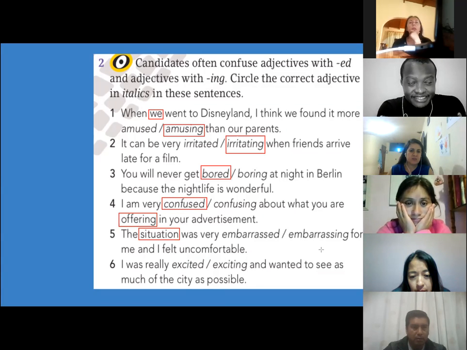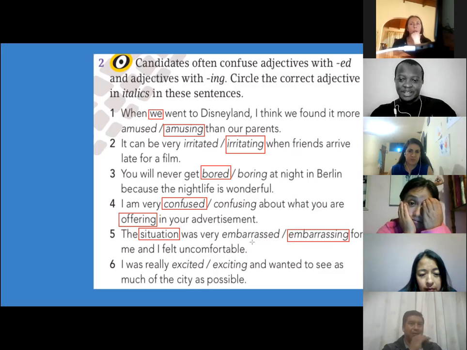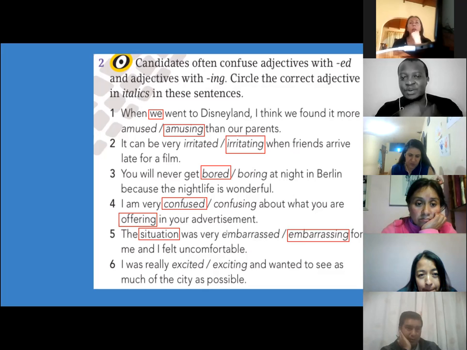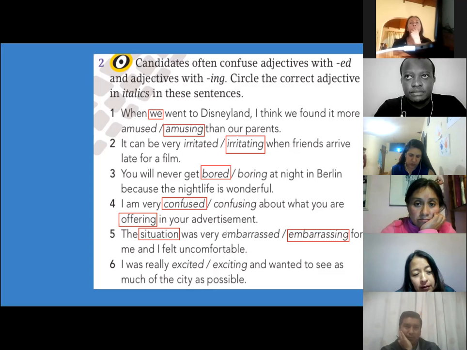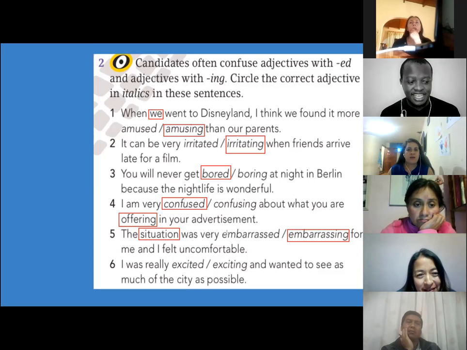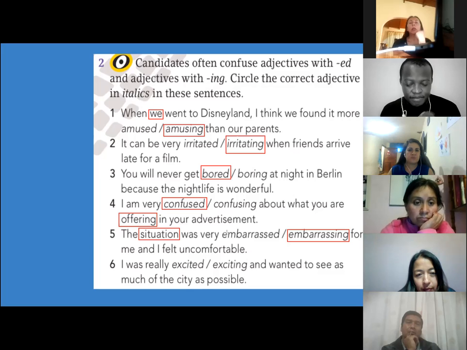-ING, -ED. Why can't we say the situation was embarrassed? Because it's describing the cause. Can a situation be embarrassed? No. Why not? That is just for people and animals. A situation has no emotions. A situation doesn't have feelings like people. So a situation is embarrassing, but not embarrassed.